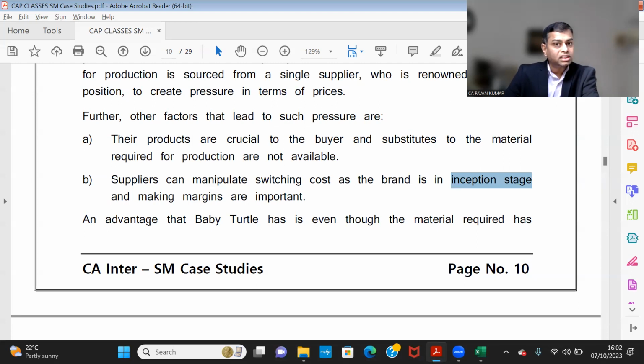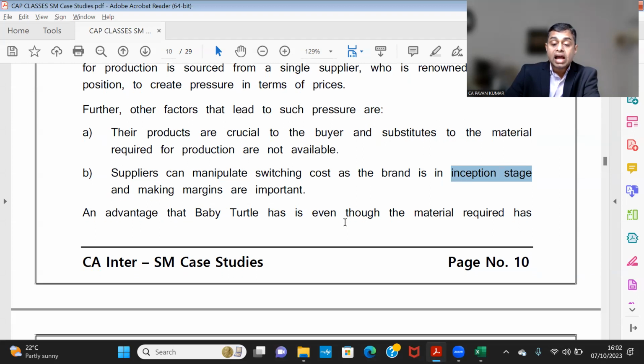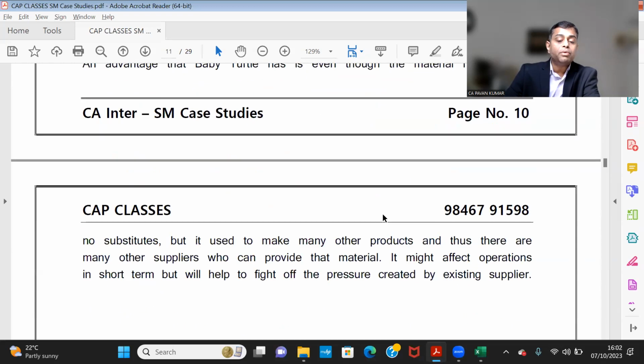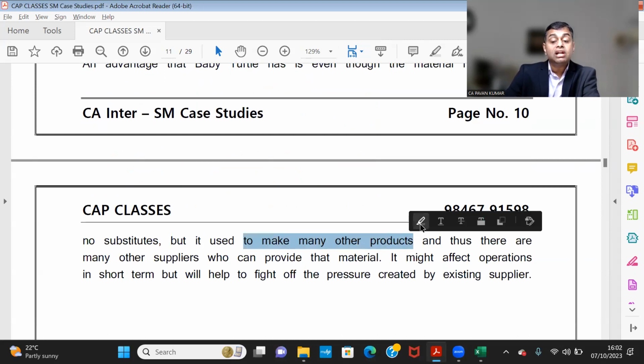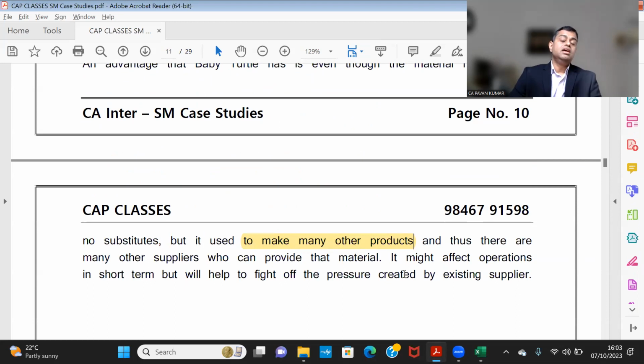Even these people have advantages. Baby turtle has an advantage. The advantage that baby turtle has is, even though the material required has no substitutes, it is used to make many other products. My dear friend, welcome to the world of diversification. Never depend on sales of a single product. Never. If your company is selling a single product, and if that falls, the total company falls.